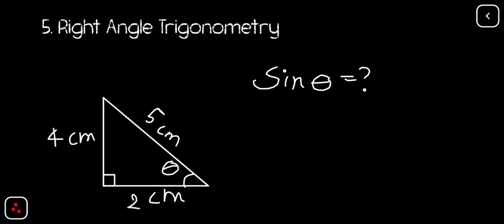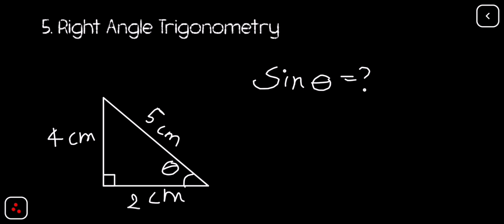Topic number 5 is right angle trigonometry. This kind of question is easy, but at the same time tricky. And most of the students, when I was checking the mock test, got the wrong answer for this kind of question. They think that it's easy, and they solve it as quickly as they can, and they get wrong answers. So let's solve this question.